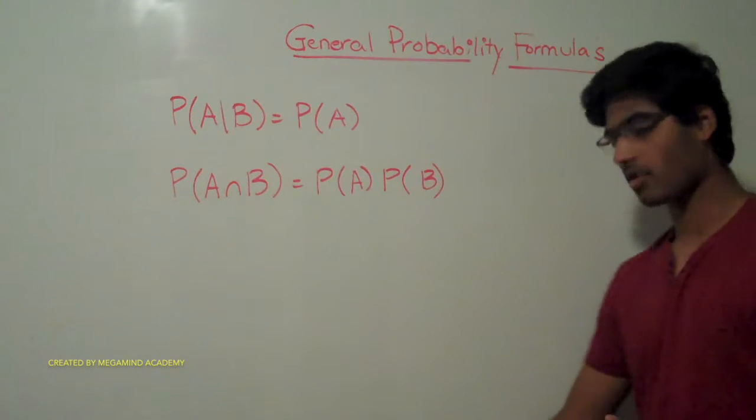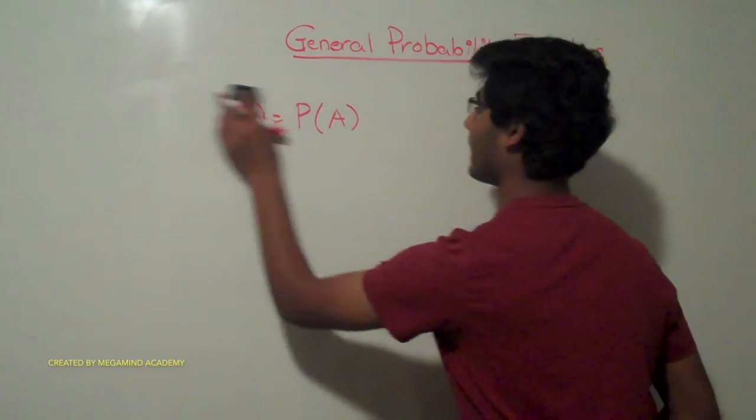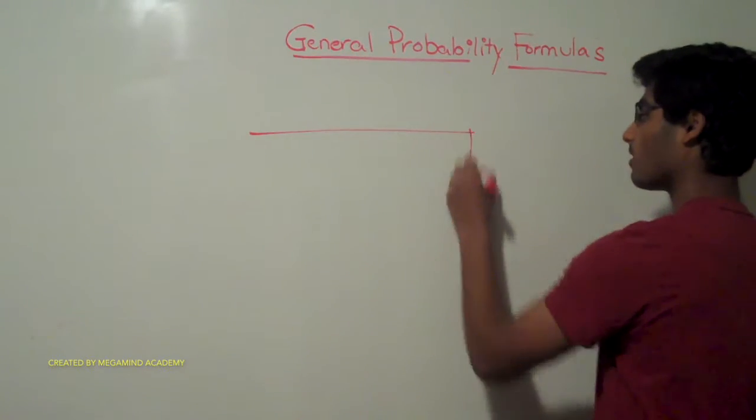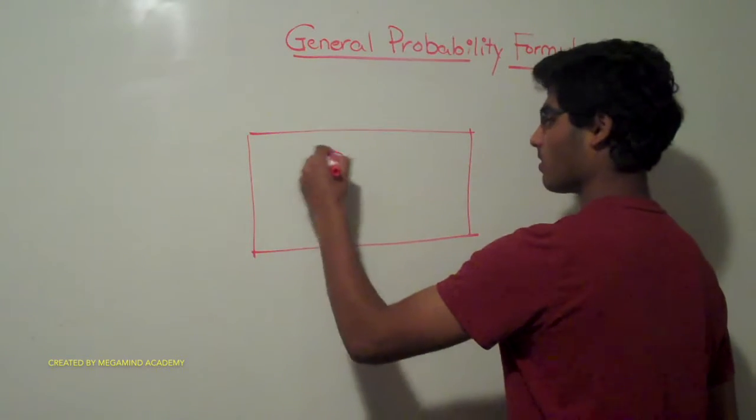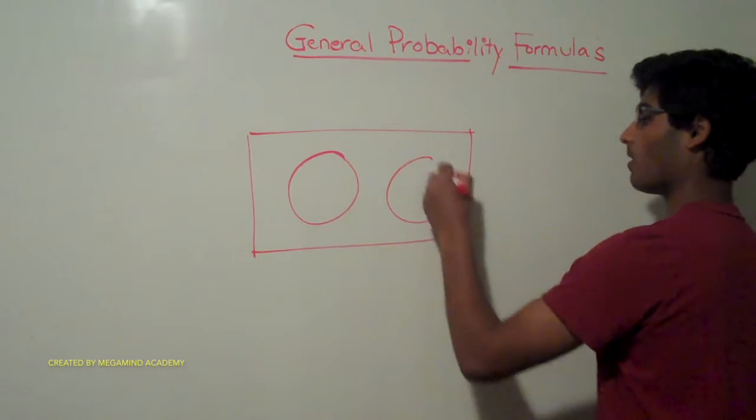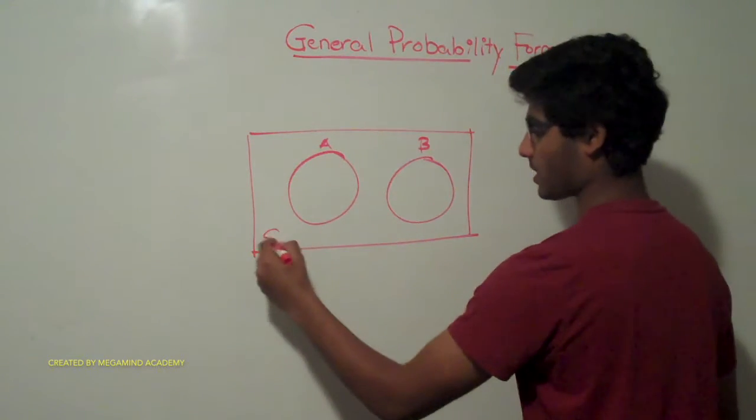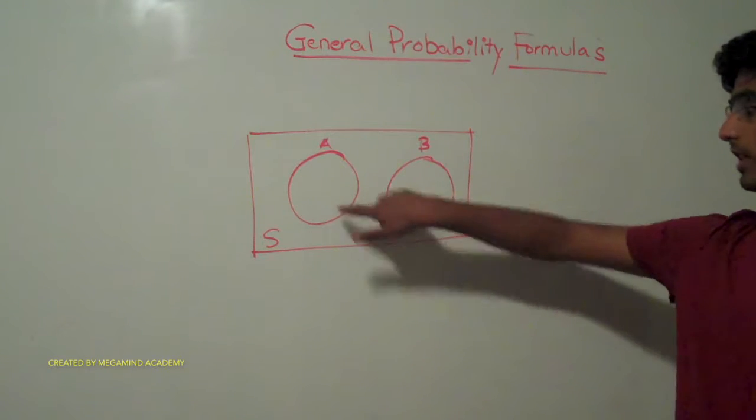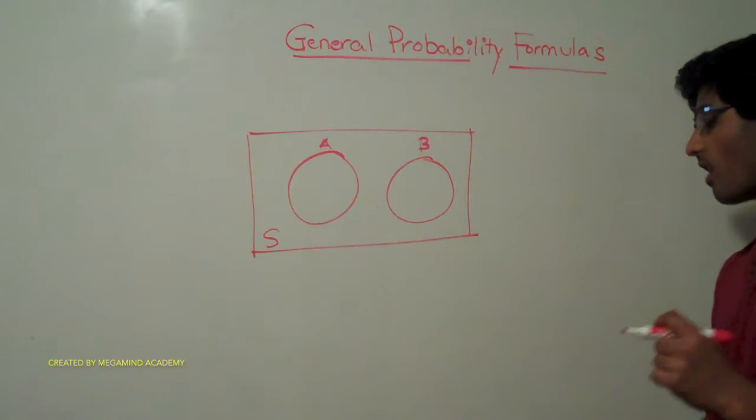Now, something that goes along with this are mutually exclusive events. On a Venn diagram, mutually exclusive events look like this: event A, event B, and then the sample space. Here we have mutually exclusive events because there's no overlap at all. So if two events are mutually exclusive, then that means that they're not independent.